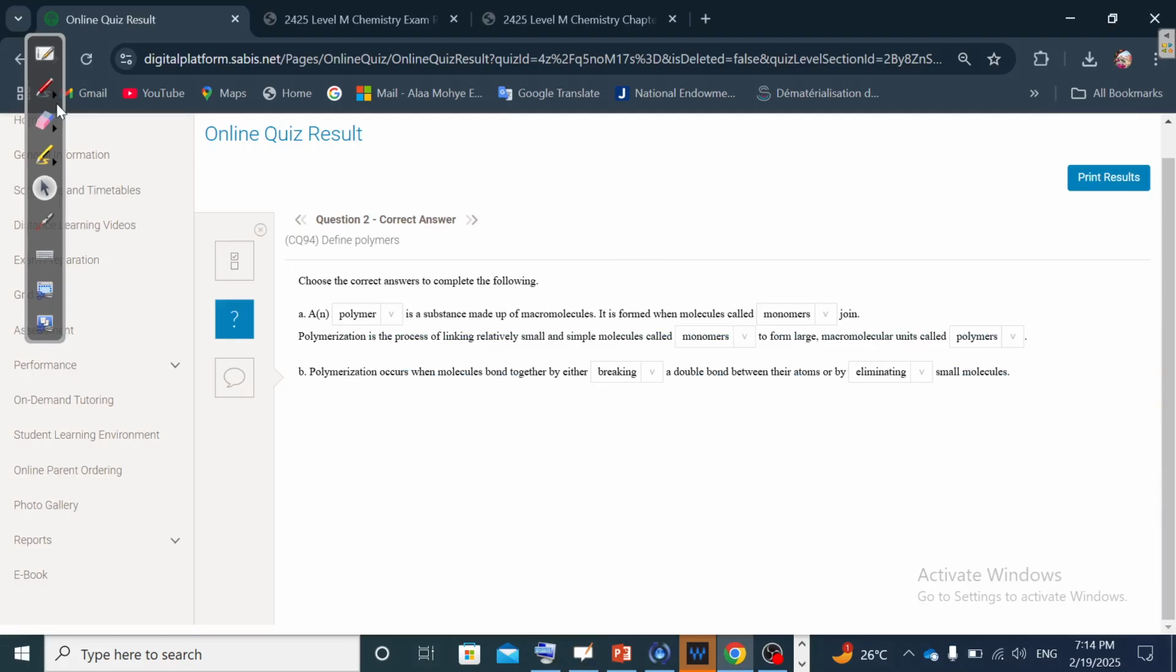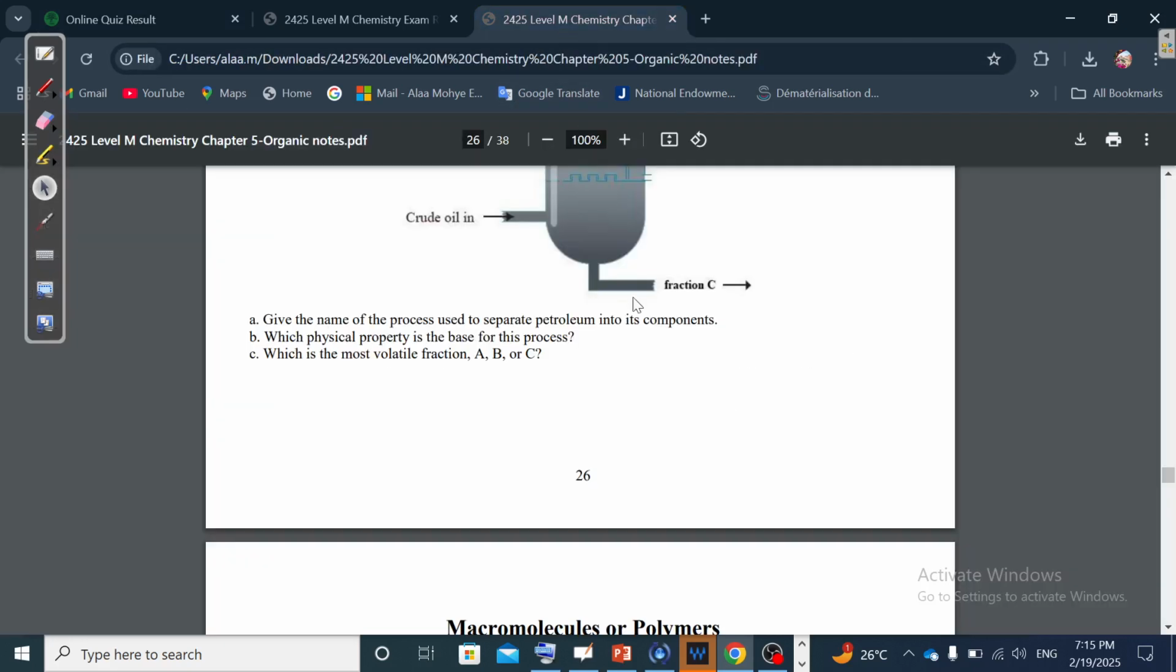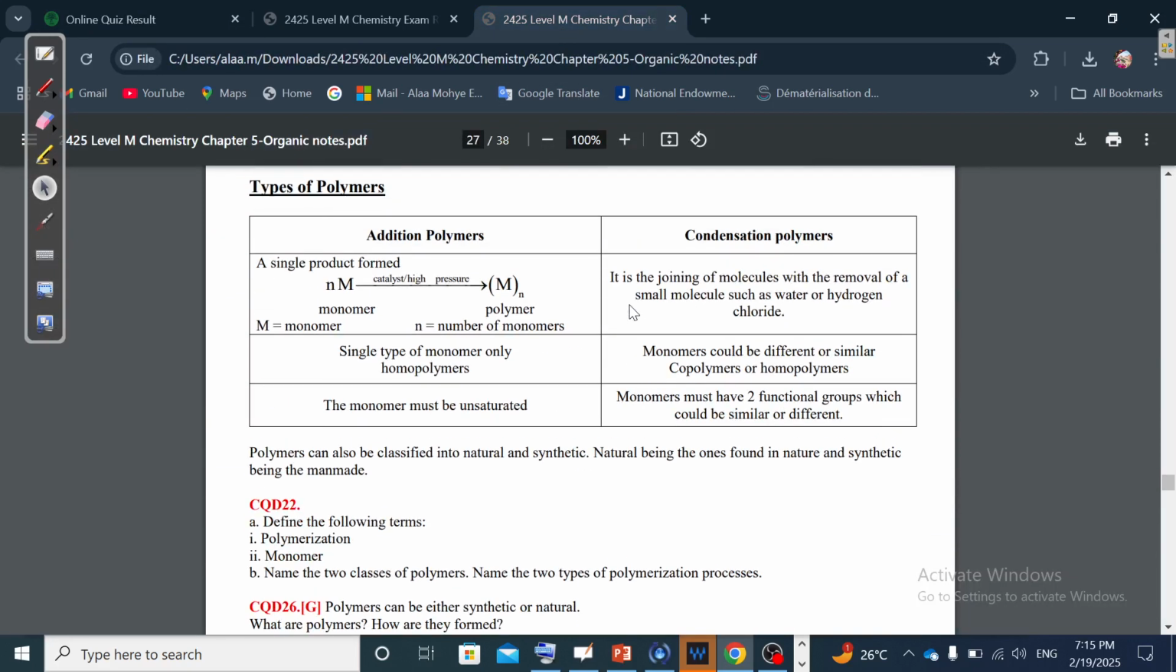A polymer is a substance made up of macromolecules. It is formed when molecules called monomers join. These monomers are small subunits. Polymerization is a process of linking relatively small and simple molecules called monomers to form large macromolecular units called polymers. Polymerization occurs when molecules bond together by either breaking a double bond between their atoms or eliminating small molecules. Let me just show you in the notes how it is.